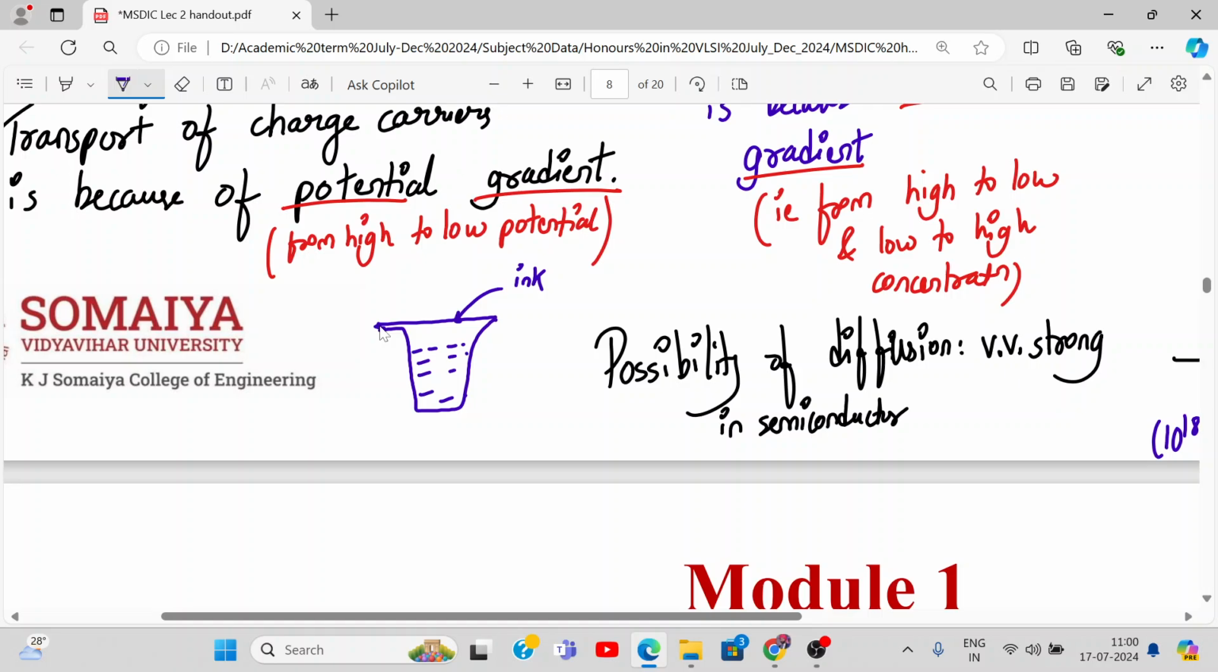Or you are in a room in your house and someone has just sprayed a perfume. You can smell the perfume from a distance, from another room also, right? The process by which the scent travels from one place to another is called diffusion again.